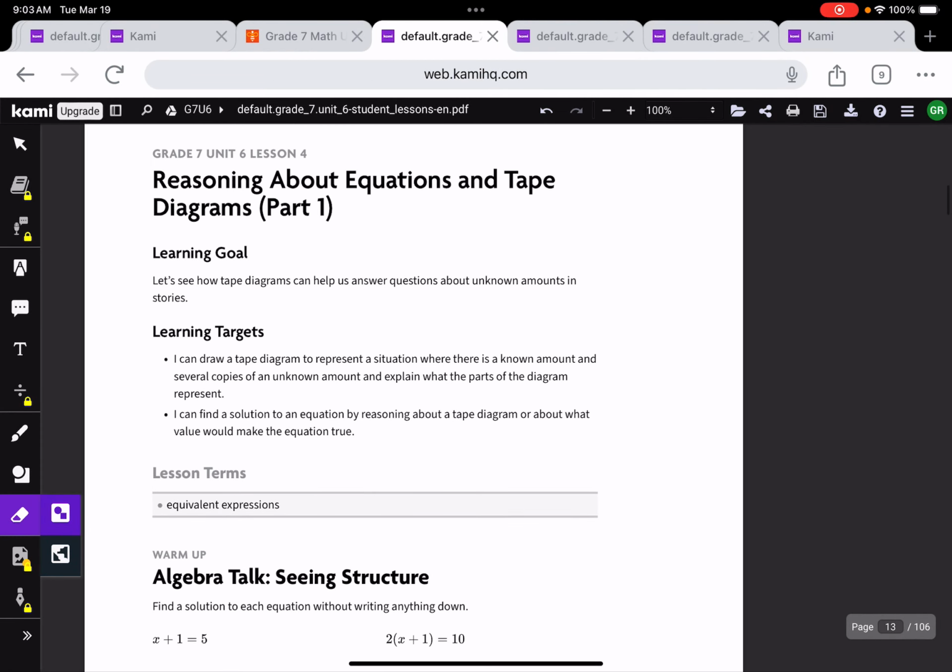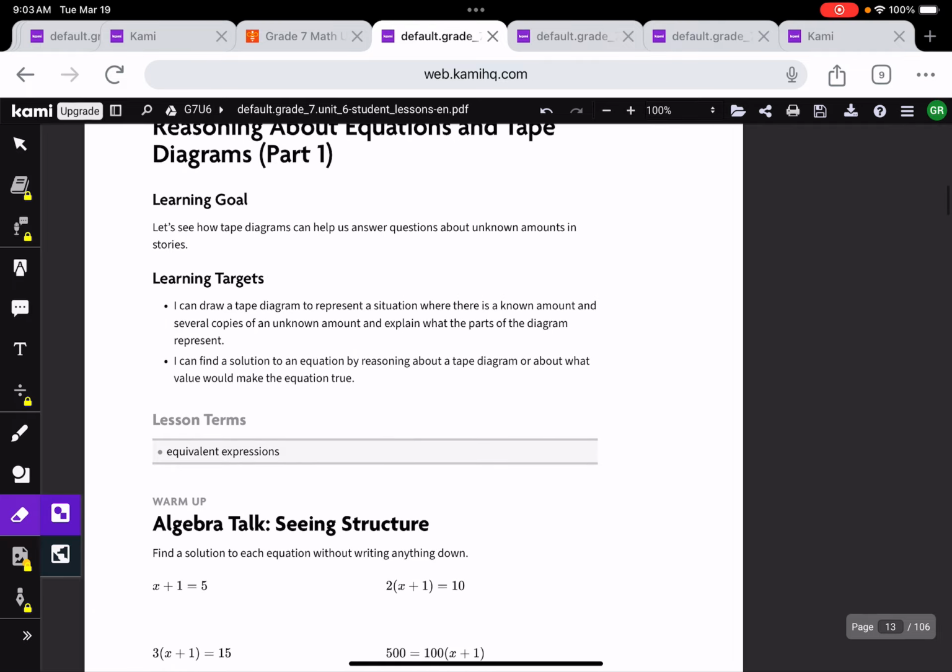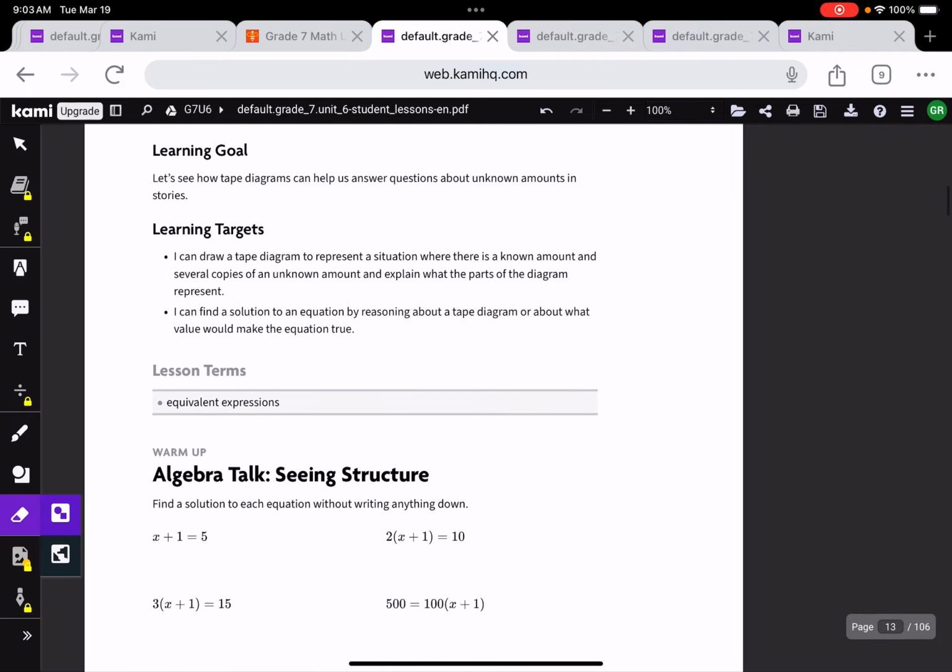All right, let's take a quick peek at lesson 4 in unit 6. We have talked about tape diagrams, but now we're going to start focusing on the equations that are associated with tape diagrams, because let's face it, eventually we are going to see that it's much more efficient to just use an equation than have to draw tape diagrams. It's a lot less time, and once you get better at it, you'll save yourself a lot of time.